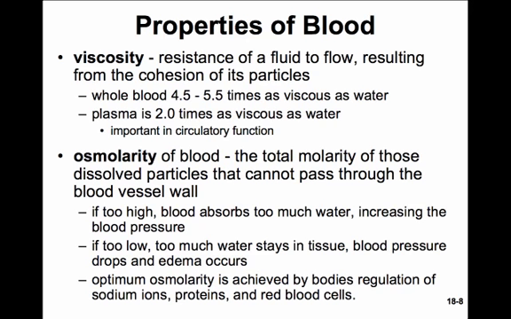The components of the plasma, the fluid portion, need to move out through the blood vessels and into the tissue and back from the tissue into the blood vessels. And only the proper osmolarity of the blood will allow passage to maintain things in homeostasis.